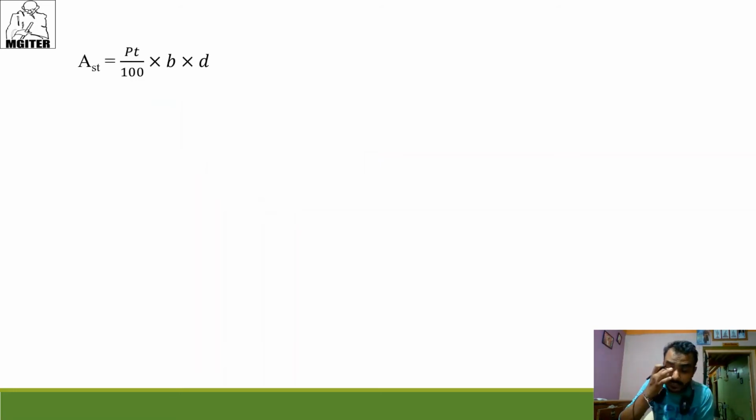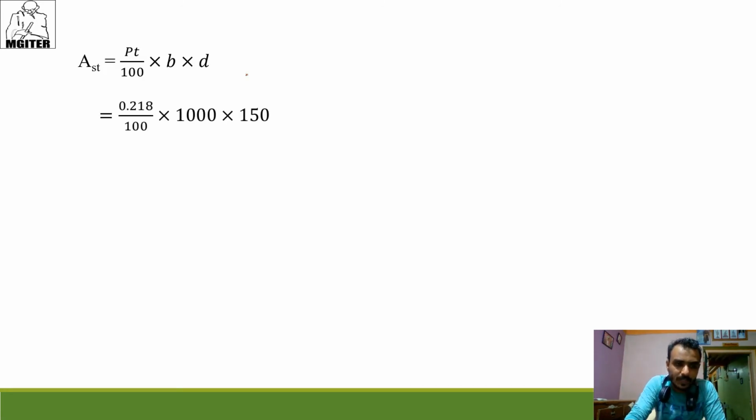So by the percentage of steel, we can find the area of steel at the tension zone. Ast is equal to PT by 100 into b into d. So PT is 0.218 divided by 100 into 1000 into 150. So Ast is 327 mm square. So this is the area of steel at the tension zone.